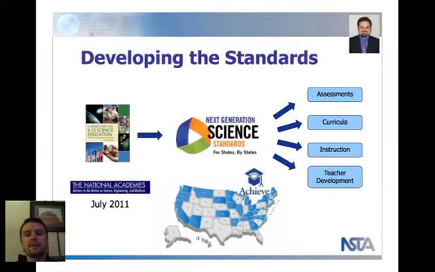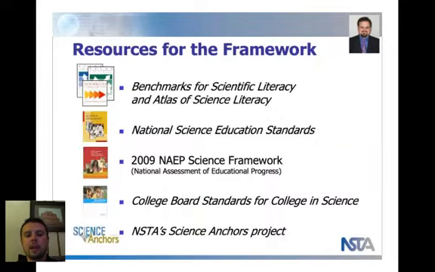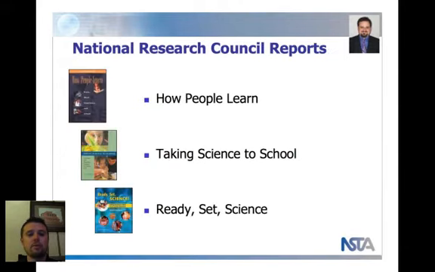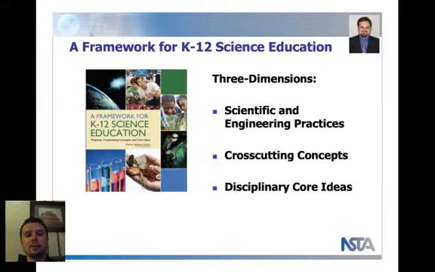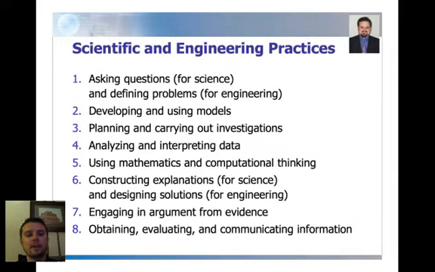The Next Generation Science Standards are founded from the Framework for K-12 Science Education, were created through a series of benchmarks and resources and tons of research, and highlight 3 reports on how people learn: How People Learn, Taking Science to School, and Ready, Set, Science. These outline 3 dimensions in our Next Generation Science Standards: science and engineering practices, cross-cutting concepts, and disciplinary core ideas.